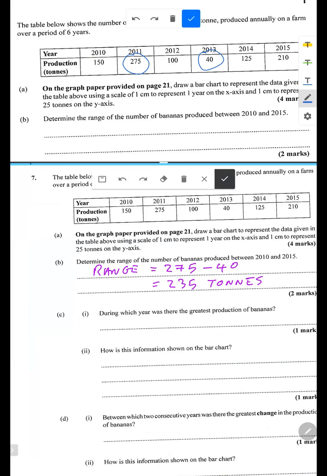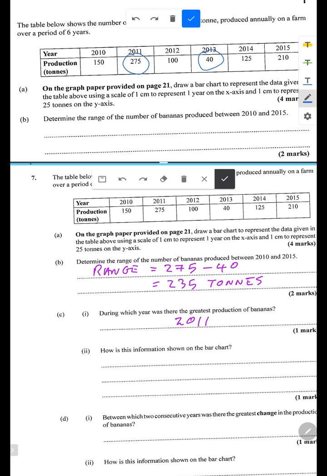Right. So that is the range, right? Next part now said, during which year was there the greatest production of banana? So the greatest production clearly is in 2011. You can see that. That's 2011. It was 275. All right, that was the year.